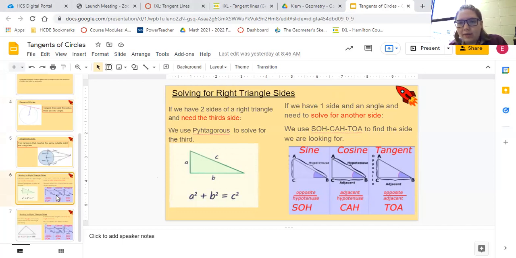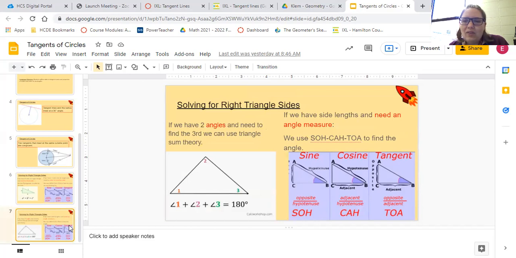So when you're solving right triangles, if you have two sides and you want the third side, then you should use the Pythagorean theorem. If you have one side and an angle, you should always use a trig function, whether that's finding another side or finding another angle. So if we have side lengths and we need an angle, we use trig functions. If we have two angles and we need the third, we can use the triangle sum theorem. The sum of all three interior angles of a triangle will add to equal 180 every single time, no matter what the triangle looks like. As long as it is a triangle, this works.